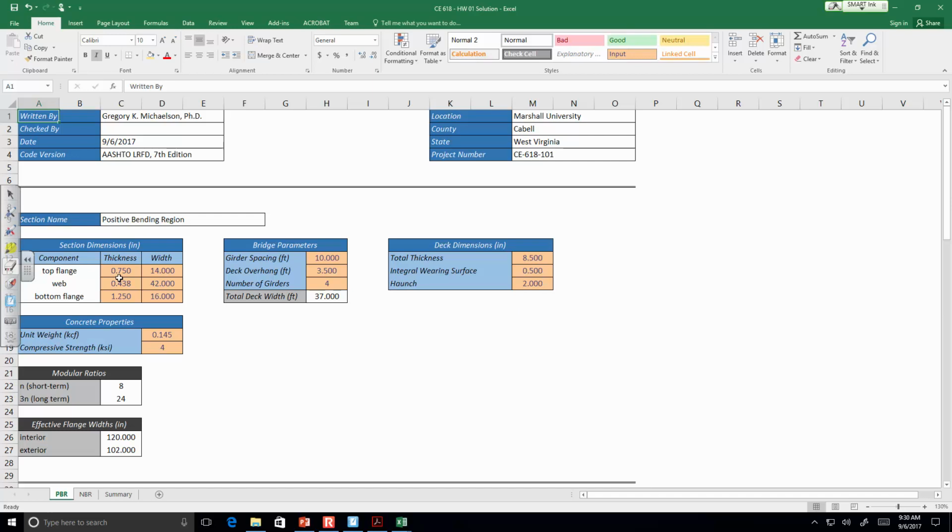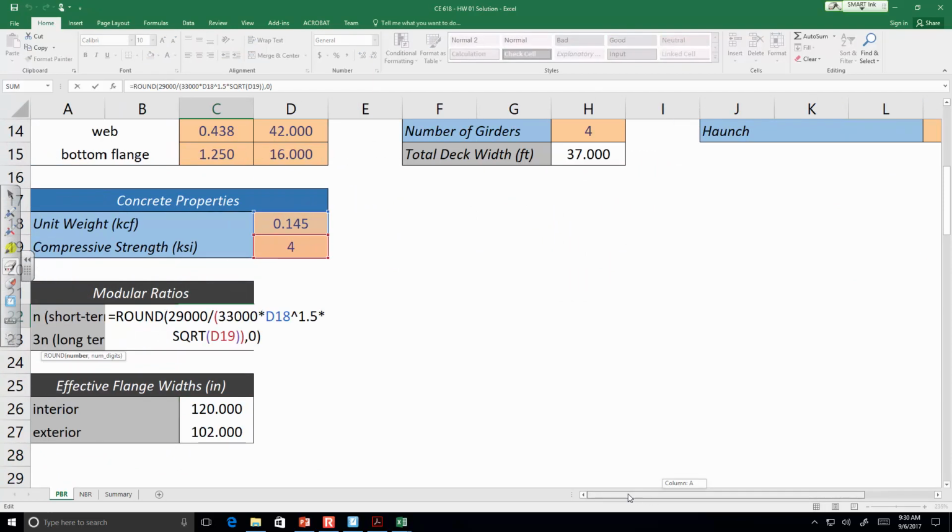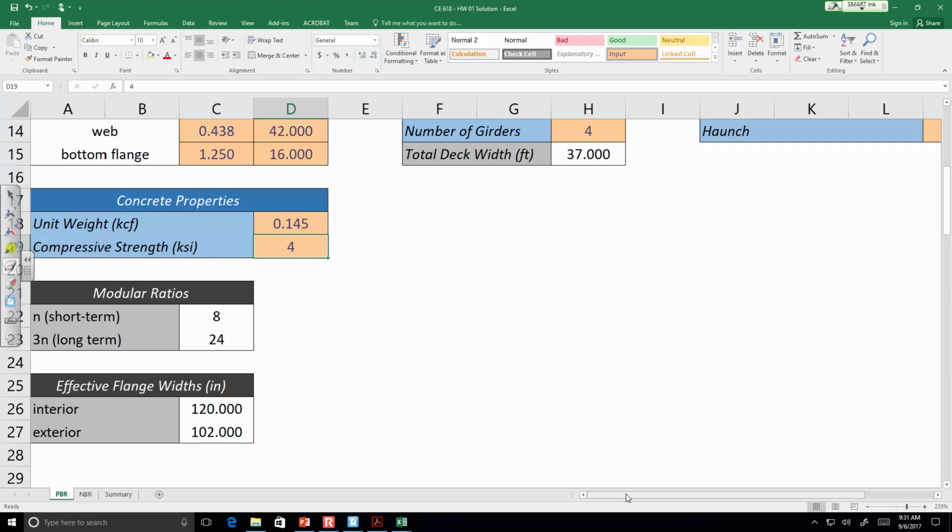Notice I'm not even putting in the modular ratio. If I highlight the cell, look at the formula. I'm basically rounding 29,000 divided by 33,000 times the square root of f'c, 1.5 times the square root of f'c, to the nearest whole number. So I'm computing E for the concrete and taking Es divided by Ec and rounding it to the nearest whole number. We've been using a modular ratio of 8 because we're assuming we're using 4 ksi concrete.